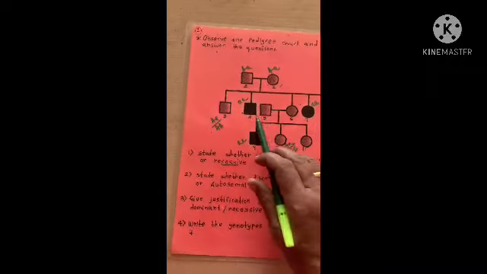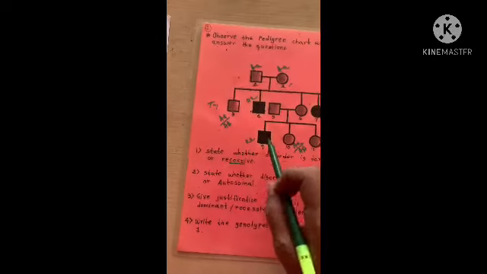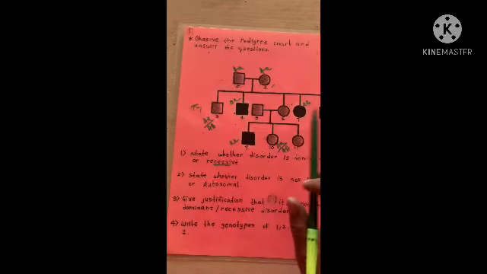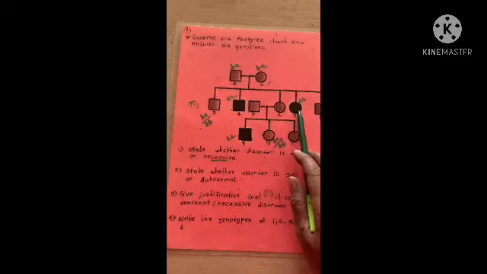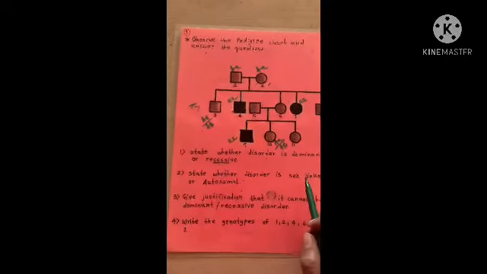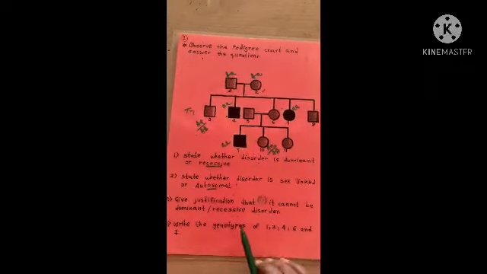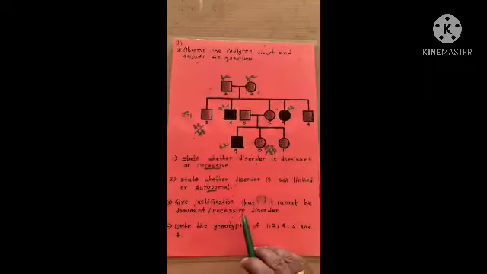So the answer to that one: if you see the F1 generation, this is the first generation, this is the first progeny, second progeny, third progeny, fourth and fifth. If you see this one, the male has got the disorder and the female also got the disorder. So what conclusion can be derived? That it is an autosomal disorder. Then the third one: give justification that it cannot be a dominant gene, but a recessive gene.